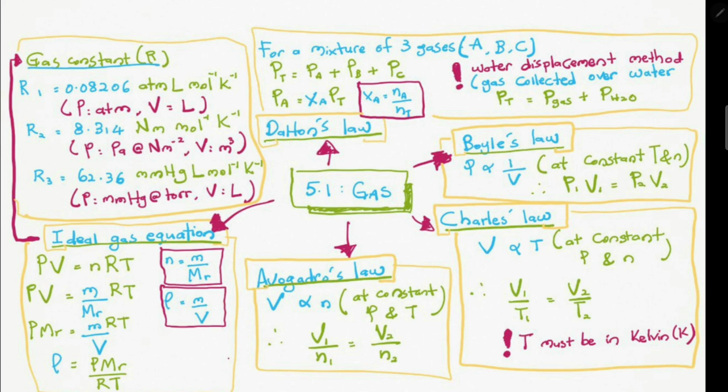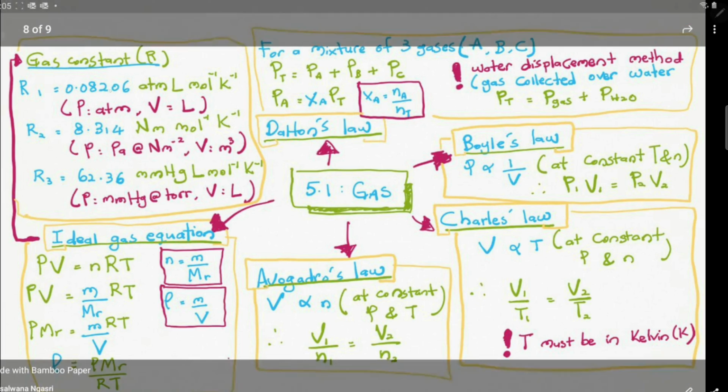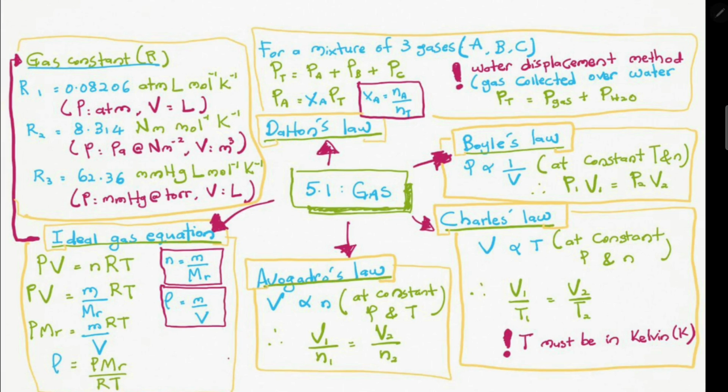To do calculations using the ideal gas equation, you always need to make sure that the gas constant R used is correct. We have three values of gas constant. The first one is 0.08206 atm liter per mole per Kelvin. To use this value, you need to make sure that the pressure used in the calculation is in atm and the volume used is in liter.